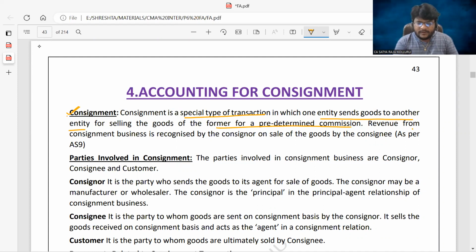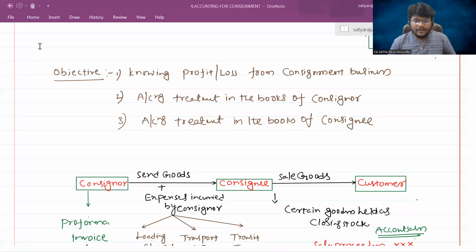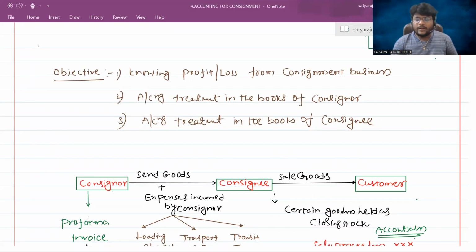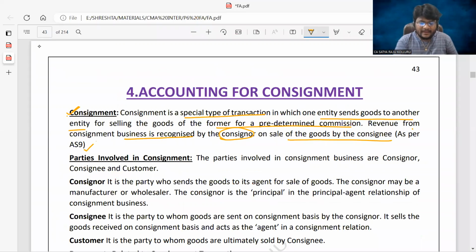Revenue from consignment business is recognized by the consignor on sale of goods by the consignee. We already told you, sir, the consignor gets the real revenue if the goods are ultimately sold by the consignee to the customer, not at the time of goods being sent by the consignor to the consignee. So the same point is represented here: we need to recognize the revenue in the books of the consignor at the time of goods sold by the consignee to the customer as per AS 9. One of the standards we are going to learn at the end of our syllabus is AS 9, where we specifically discuss this type of transaction also.